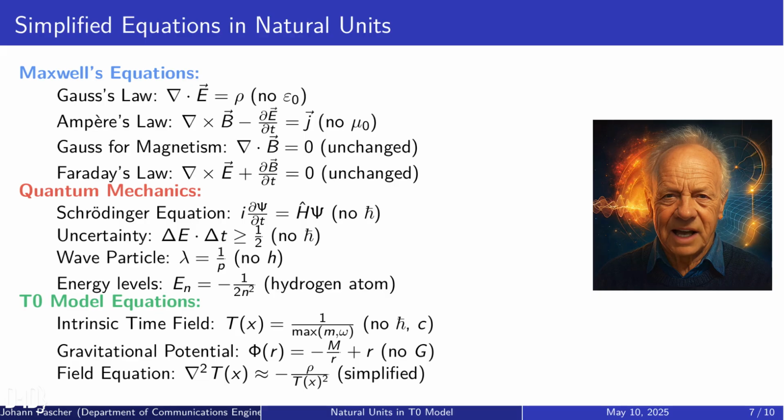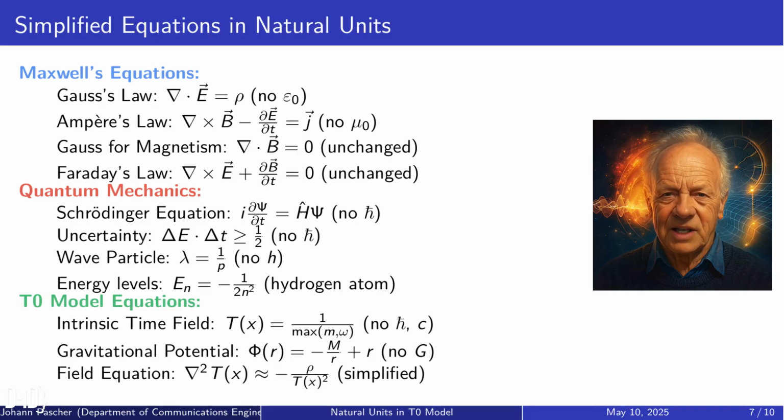Gauss's law becomes the divergence of E equals rho, with no epsilon 0. Ampere's law becomes the curl of B minus the partial derivative of E with respect to T equals J, with no mu 0. The other two equations remain unchanged.